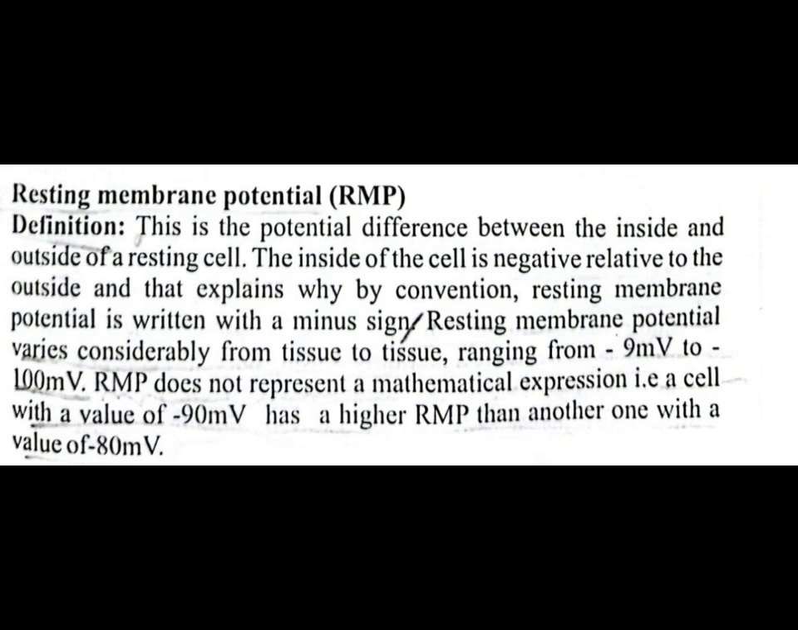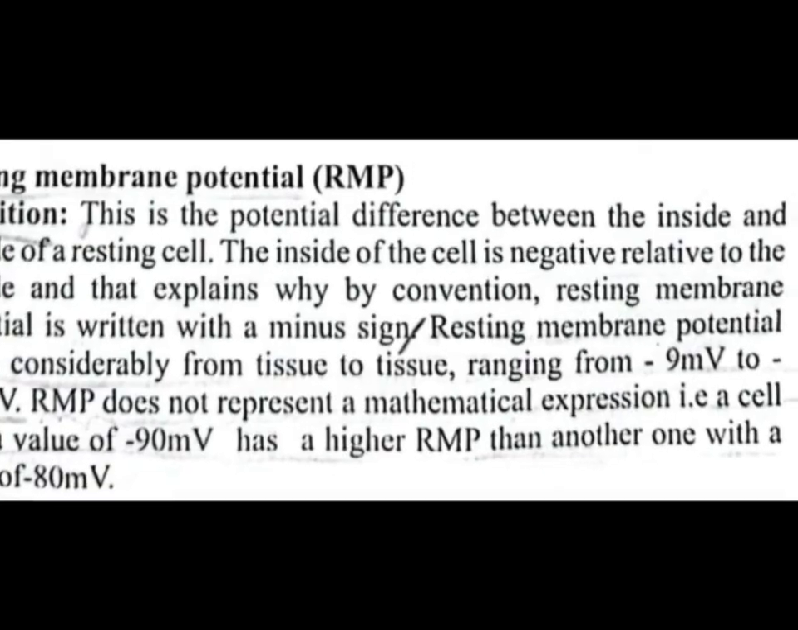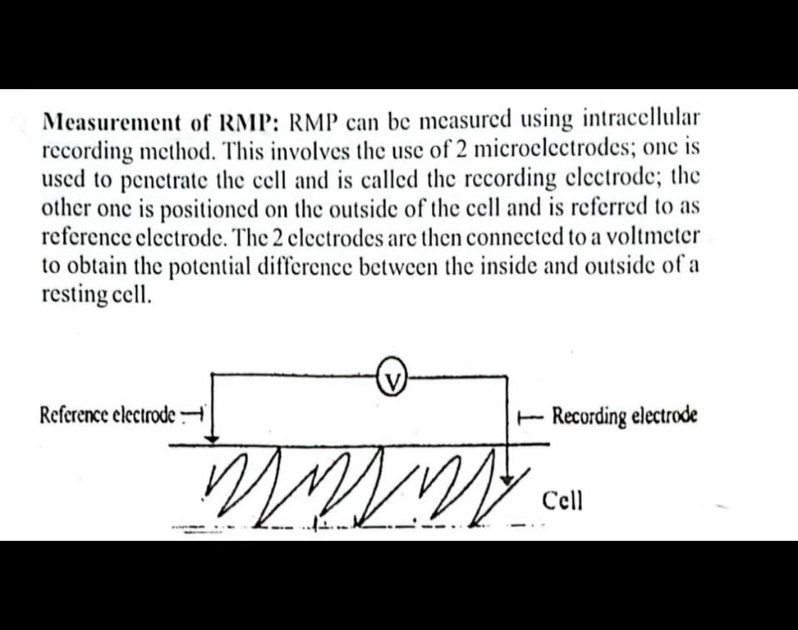Negativity is much more inside the cell than outside the cell, which accounts for the minus. So when you talk about the resting membrane potential, the movement of ions facilitates the membrane being at rest, and much more because the ions or solutes inside the cell are usually negative, which accounts for the negative value.